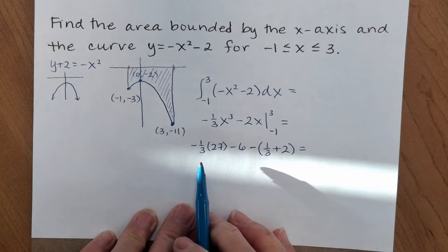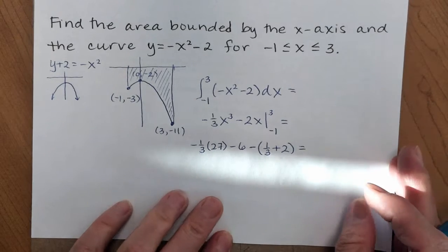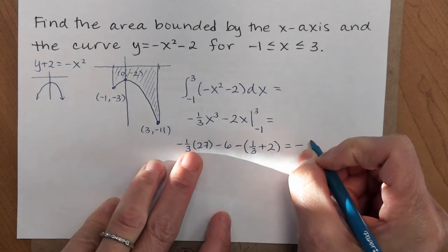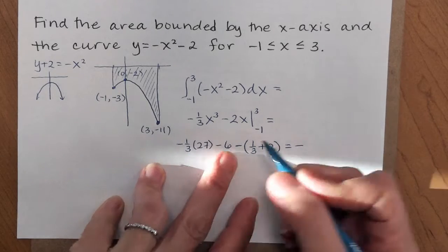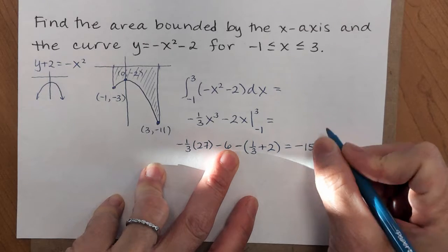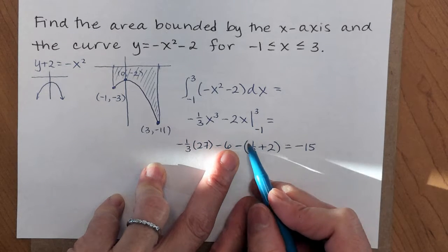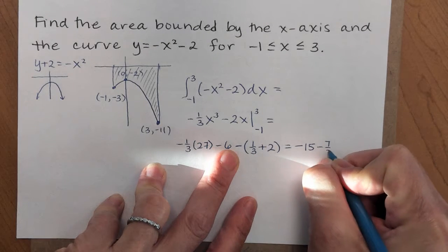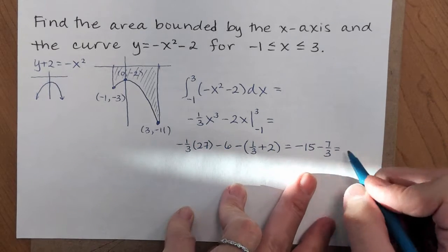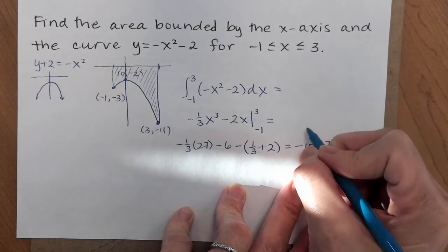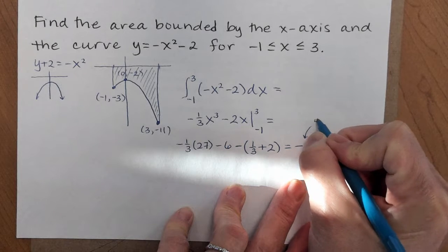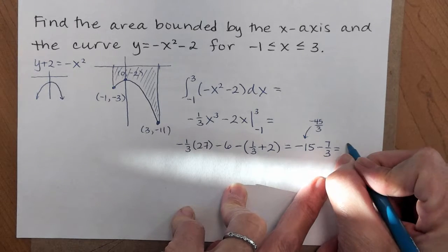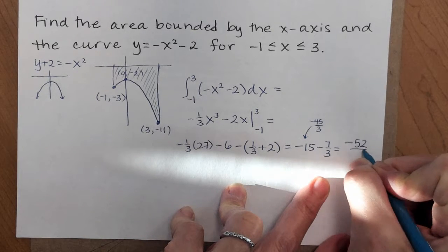So when I add this all up, I'm going to get -9 minus 6, so that's -15. This is 7/3, so minus 7/3. And I'm going to give this a common denominator. The common denominator is 3, so this would be -45/3 minus 7/3, or -52/3.